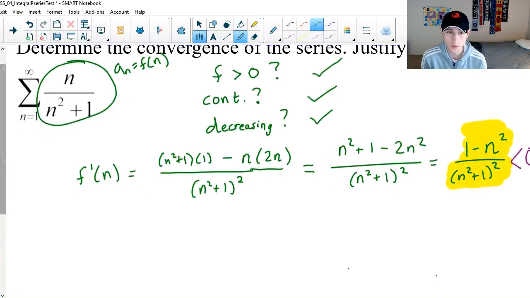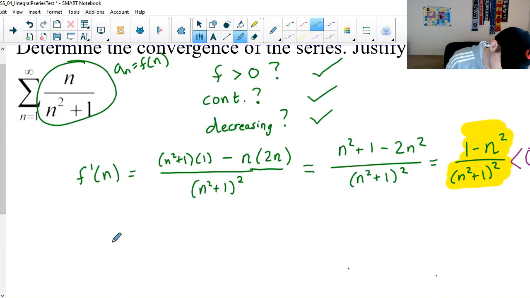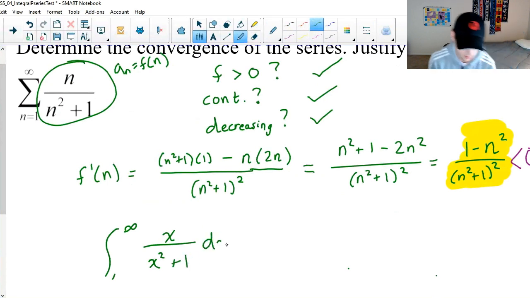Great. So once I've checked for all three of those things, now I can look at doing the actual integral. All right, so the integral from 1 to infinity of x over x squared plus 1 dx.